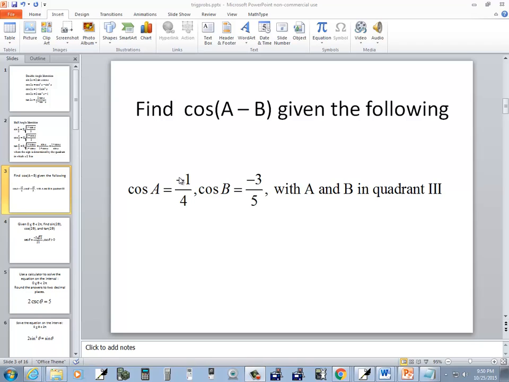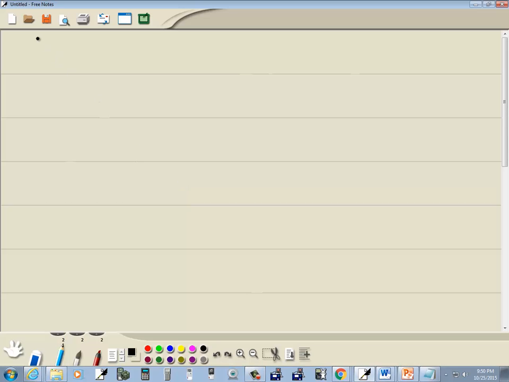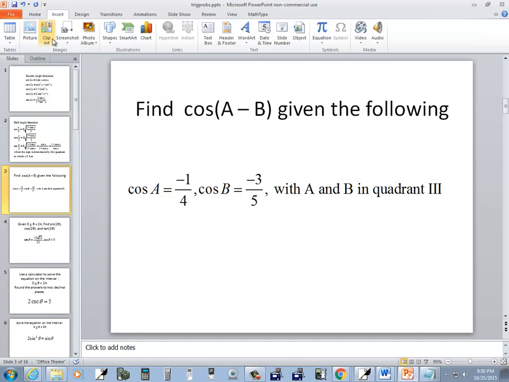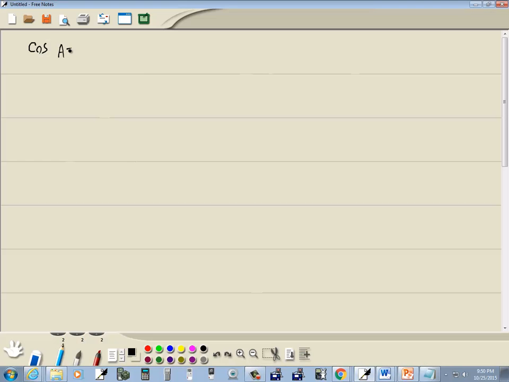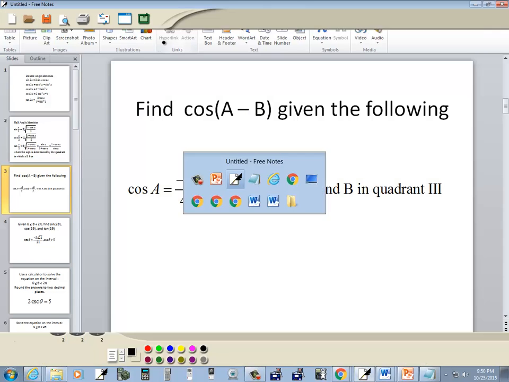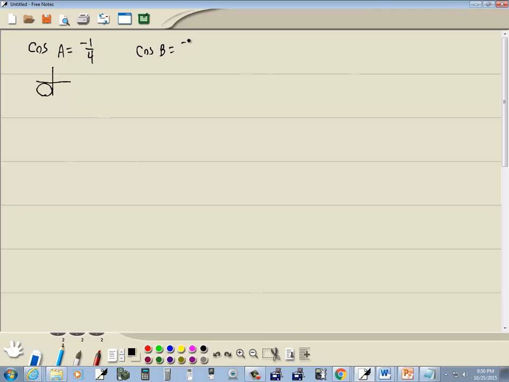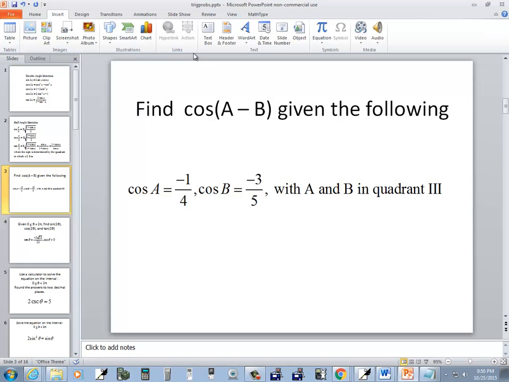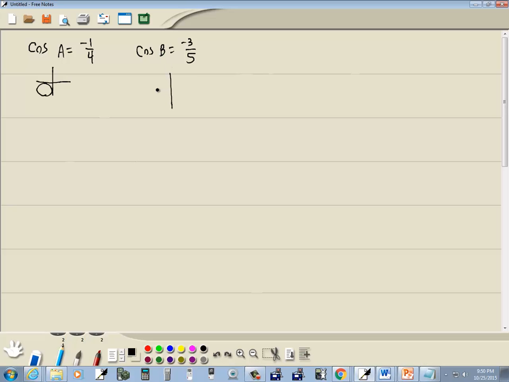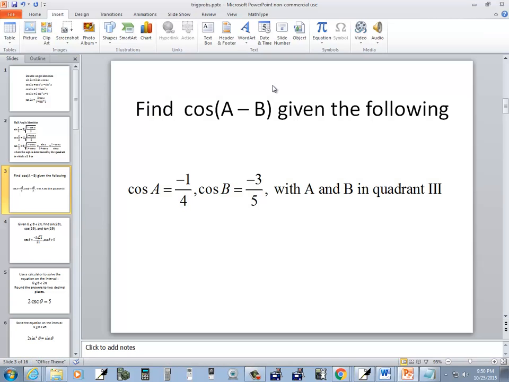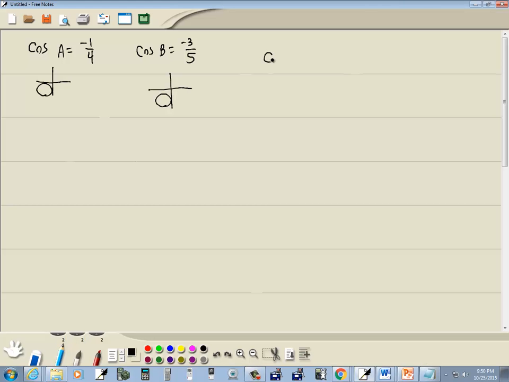Let's take a look at this problem. We're given that cosine of A is equal to negative 1/4, and A is in quadrant 3, and we're told that cosine of B is equal to negative 3/5, and B is in quadrant 3, and it wants us to find cosine of A minus B.